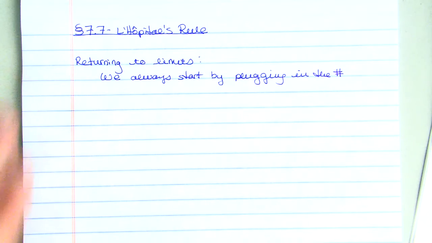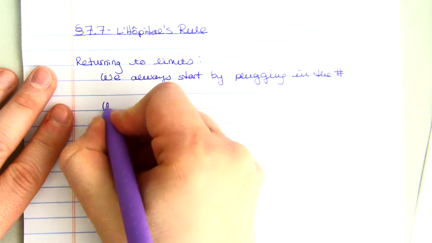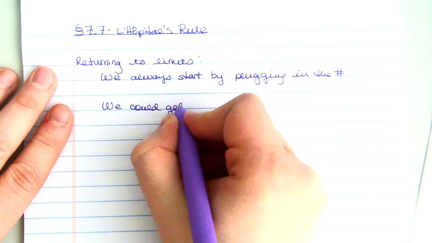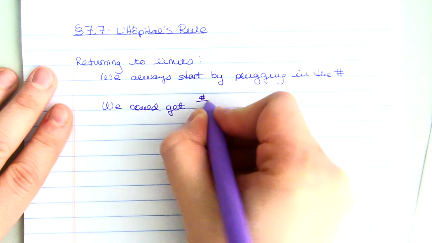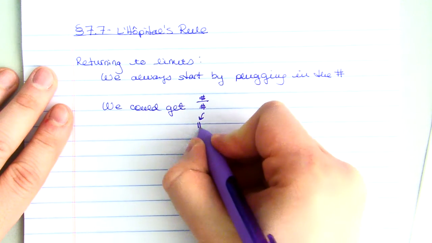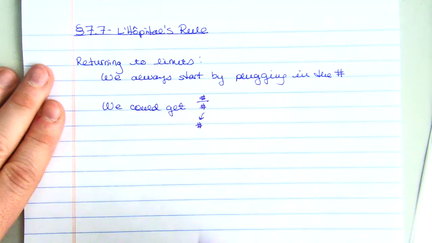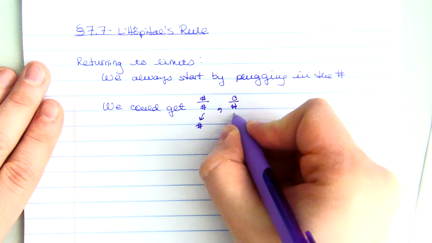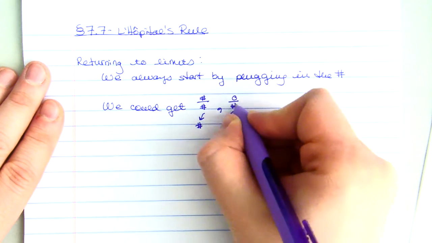Returning to limits, we always start by just plugging in the number. And there are several different things we could get. We could get a number over a number. We could get 3 over 5, in which case, well, that's my answer. We could get 0 over a number, in which case my answer is 0.